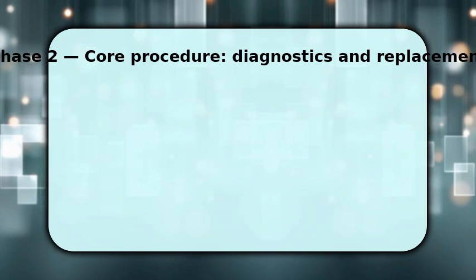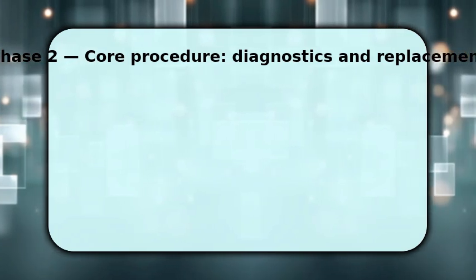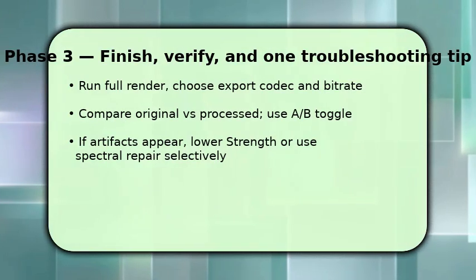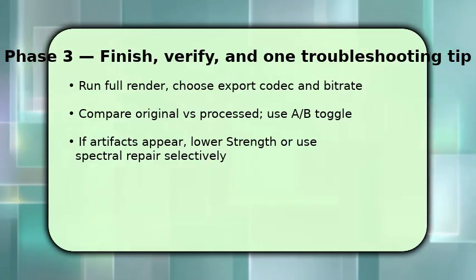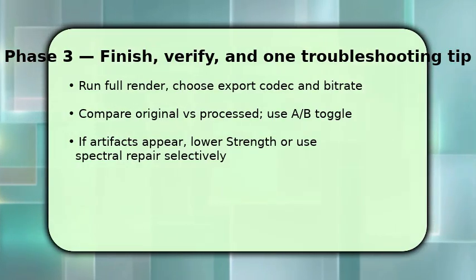To finish, export with your chosen codec and bitrate. Higher bitrates preserve fidelity, so pick accordingly. Once rendered, compare original versus processed with the A/B toggle to confirm improvements.